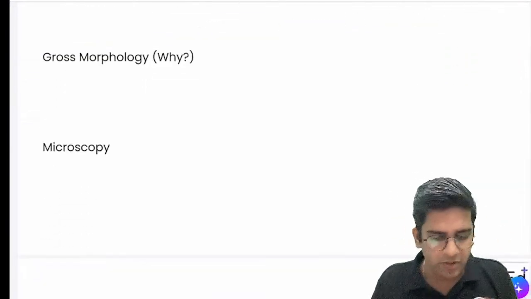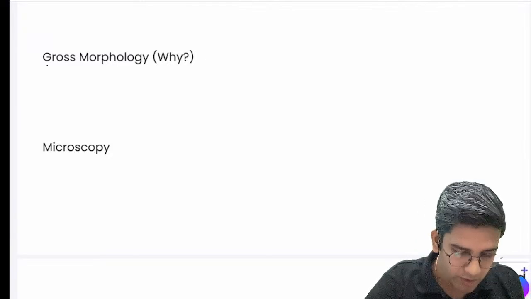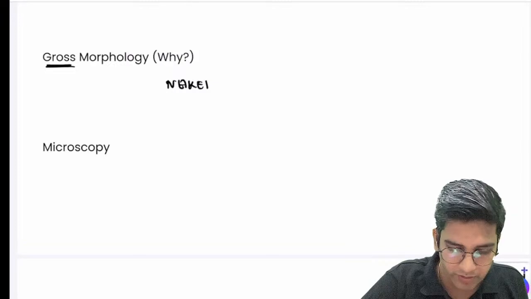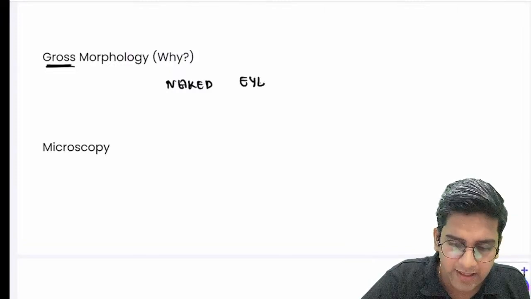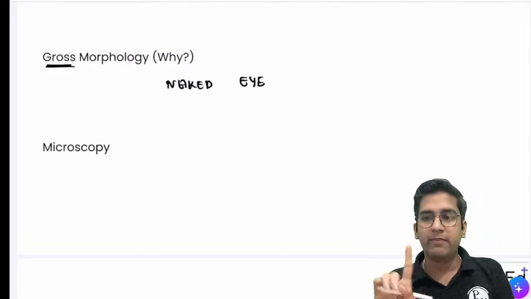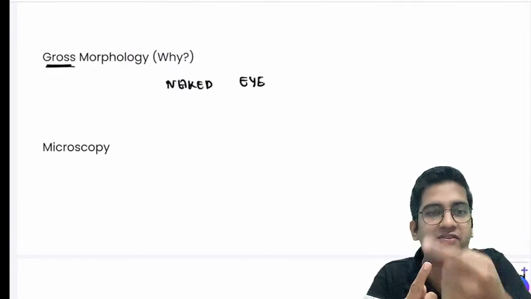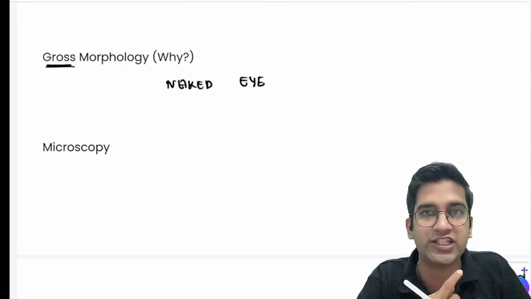Fine, perfect. Now a few more terms. Gross. Gross is something which I'm going to see with the naked eye. If I can look at it with the naked eye, I call it a gross examination. My finger is swollen. That's a gross examination. I don't want a microscope to say my finger is swollen. Right? That's a gross examination.